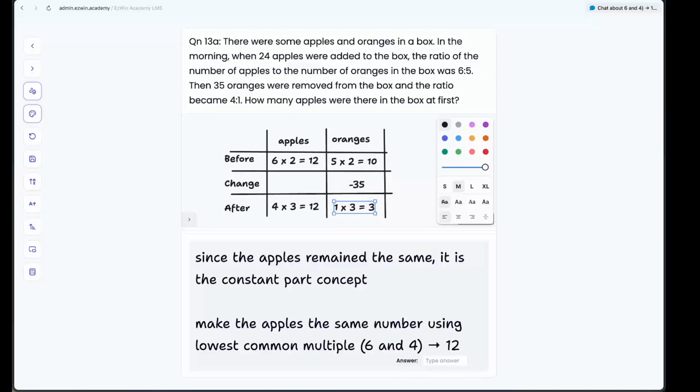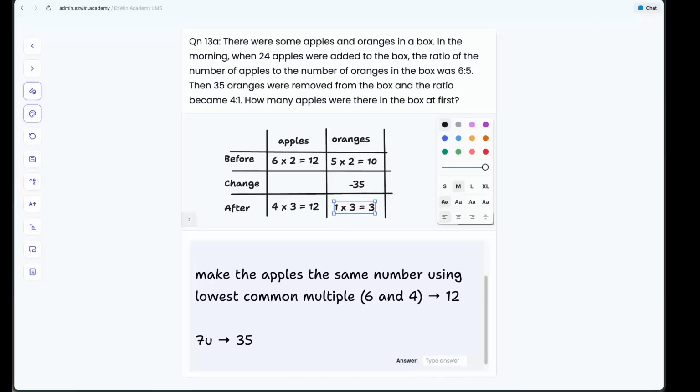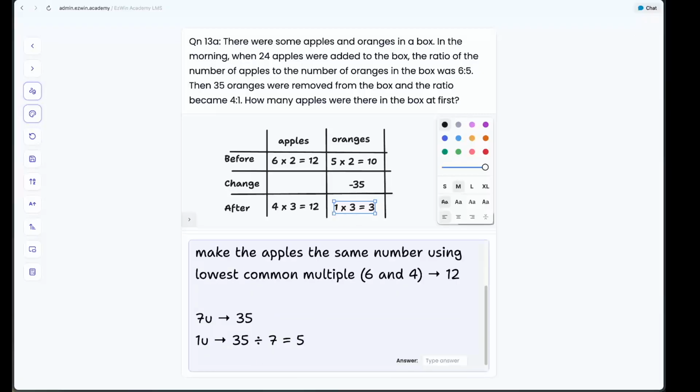So from here, we actually can create the equation. The difference or the change in here will be 7 units, which is 35. Then that means we can calculate for 1 unit, which is equal to 35 divided by 7 is 5. Now the question asks, how many apples were there in the box at first, right?